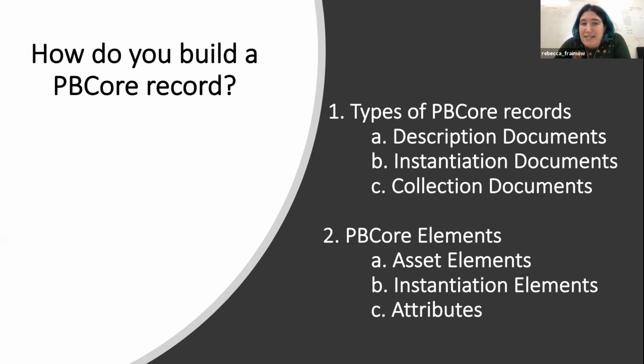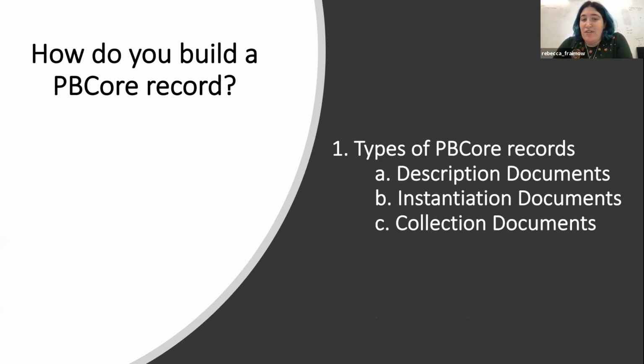So there are three basic types of PBCore records, as opposed to the one kind of Dublin Core record that can be used to describe anything. When you're talking about a PBCore record, you could be talking about a description document, an instantiation document, or a collection document. There are also a number of different kinds of elements of PBCore. These are more or less the building blocks of a PBCore record. So there are asset elements, there are instantiation elements, and then there are attributes that describe those elements. And I'll talk about all of those as we go through the presentation today.